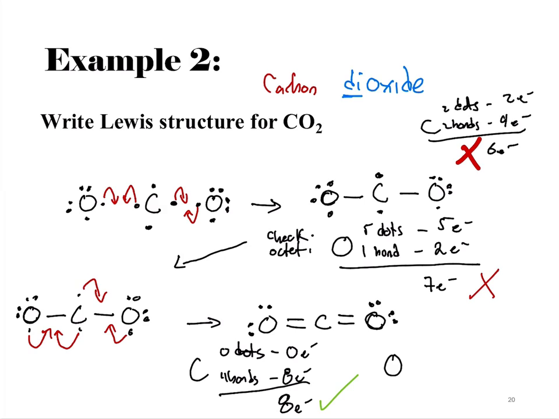Let's check each oxygen now. Oxygen has how many dots around it? 4. 1, 2, 3, 4. So we have 4 dots around each oxygen, which represents how many electrons? 4 electrons. How many bonds are attached to oxygen? 2. 2 bonds represents how many electrons? 2 times 2 equals 4. So we have how many electrons total around oxygen? 8 electrons. So we've satisfied the octet rule for both the oxygens and the carbon. That means this is our valid Lewis structure for carbon dioxide.